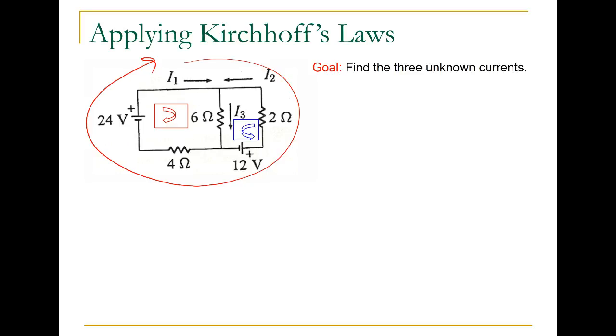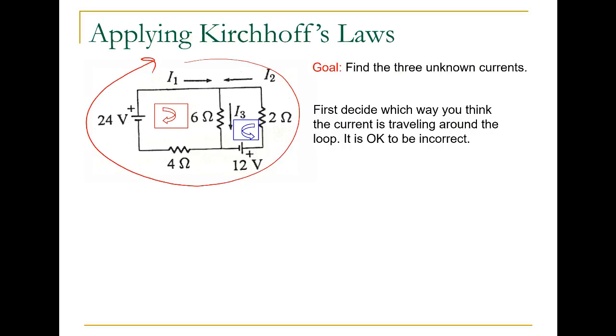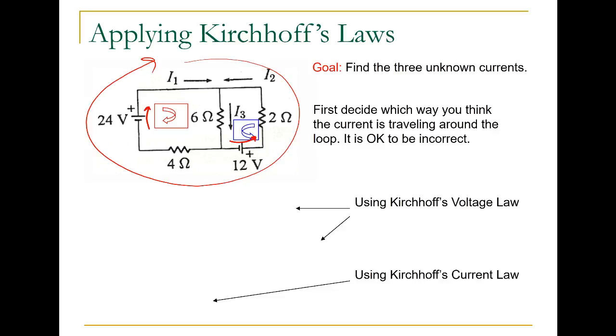So we want to find these three currents, I1, I2, and I3. We want to first guess which way we think the current is traveling around the loop, and it's okay to be wrong because the math is self-correcting. And notice that what we've chosen is basically to try to go the positive direction through both of the batteries. So we're going to use the voltage law and the current law, otherwise known as the loop rule and the junction rule.